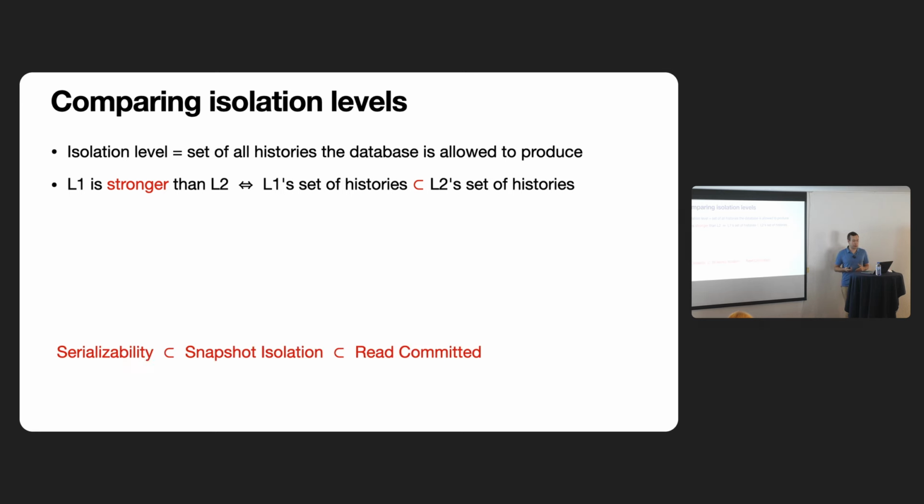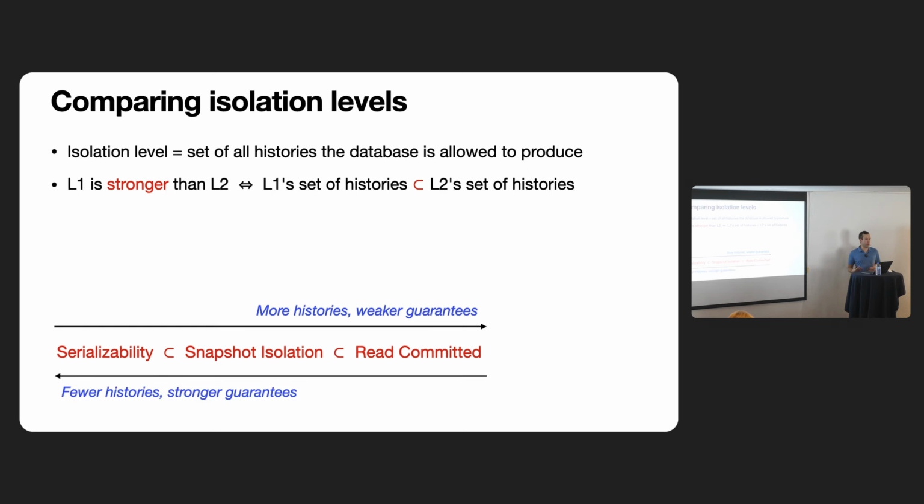Right? And if we take these common levels, like serializability, snapshot isolation, all that, then the strength goes this way. So the more histories you allow, the weaker guarantees you provide, right? And the fewer histories you allow, the stronger guarantees you provide. And if these orderings are confusing, then you may think about a database that just returns completely arbitrary responses to any query. So then, of course, it's over here on this side because it produces all possible histories.